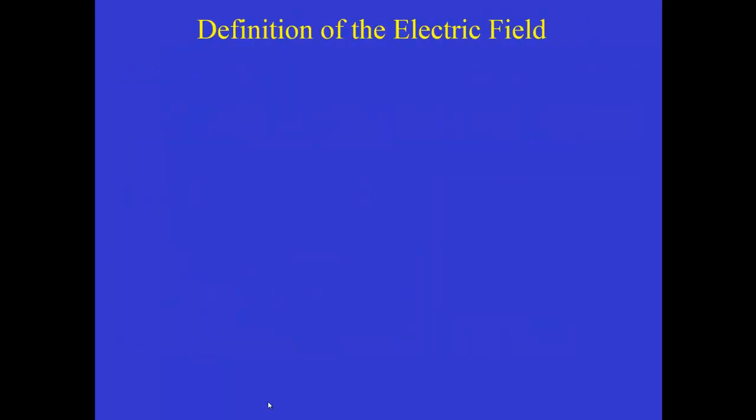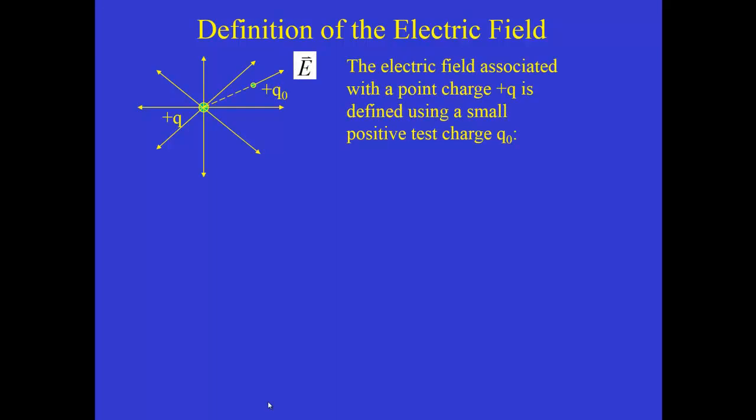So let's define it. How's the electric field defined? Imagine that we have a positive charge plus Q, and the field lines are defined in such a way that they point in the direction that a positive charge would feel a force at that location. So imagine a small test charge, Q0, and it's positive, and we put it at a certain point in space. Whatever direction it feels the force, that's the direction of the electric field at that point. And here we're talking about the electric field due to the charge plus Q that we started with.